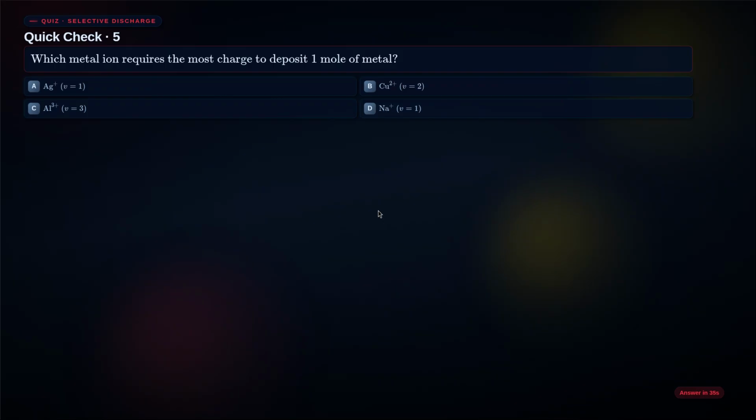The correct answer is C. Aluminum 3+ requires 3 electrons per ion, that is 3 Faradays of charge per mole, more than copper's 2 Faradays and silver's 1 Faraday.